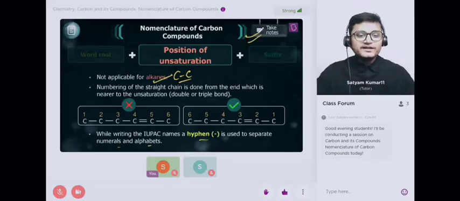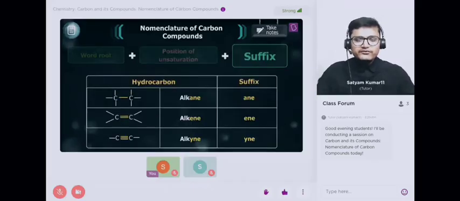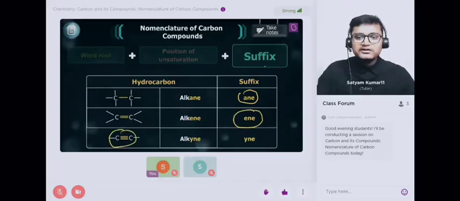If you want to write the suffix, if it is a carbon-carbon single bond, the suffix is going to be "-ane". If it is a carbon-carbon double bond, the suffix is going to be "-ene", and if it is a carbon-carbon triple bond, the suffix is going to be "-yne". Simple. You can take down the notes.